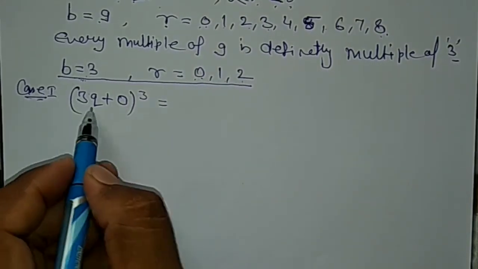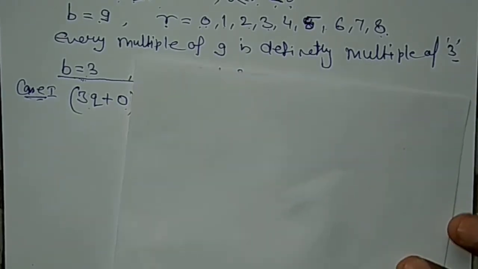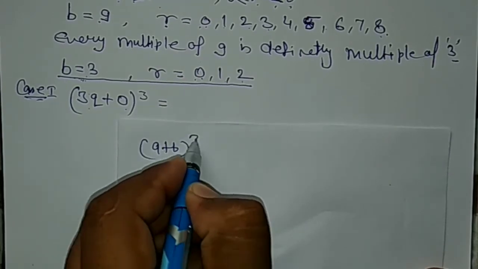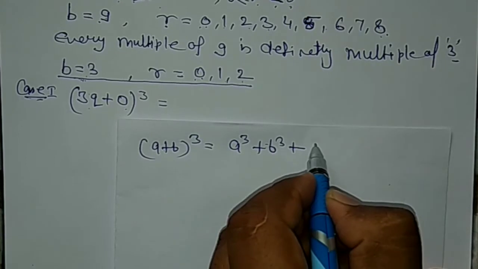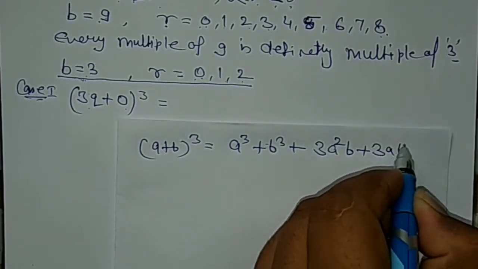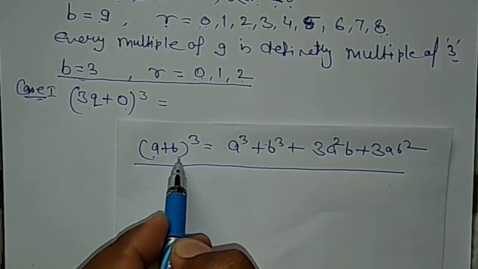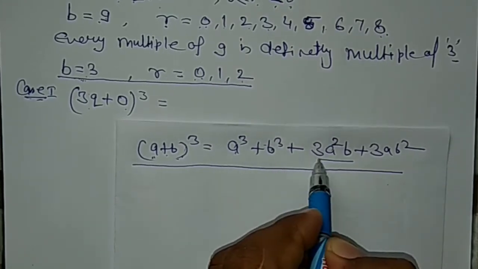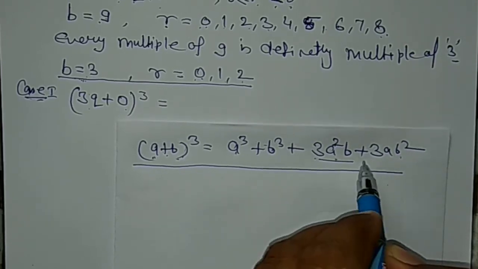Now solve with (a + b) whole cube. (a + b) whole cube is how much? It is a cube plus b cube plus 3a square b plus 3ab square. Okay, that is the formula you have to remember. (a + b) whole cube is a cube plus b cube plus 3a square b plus 3ab square.